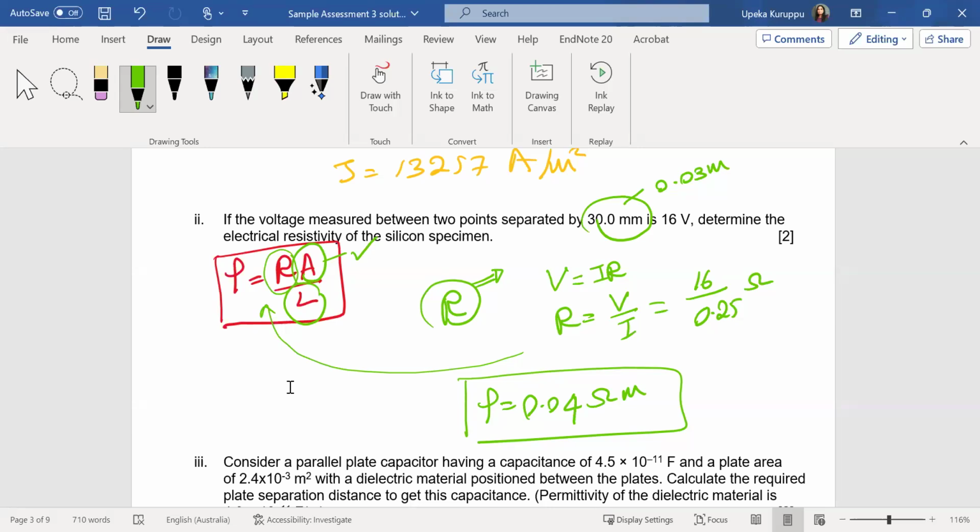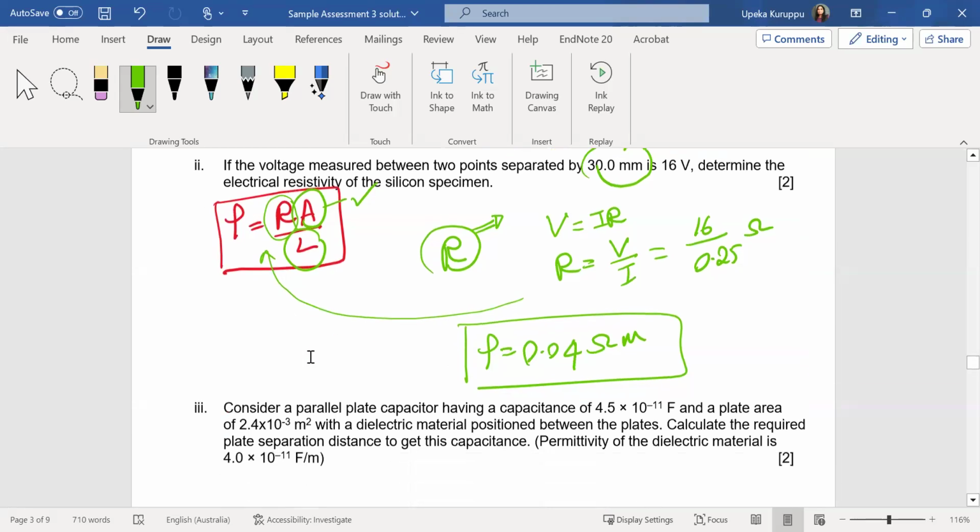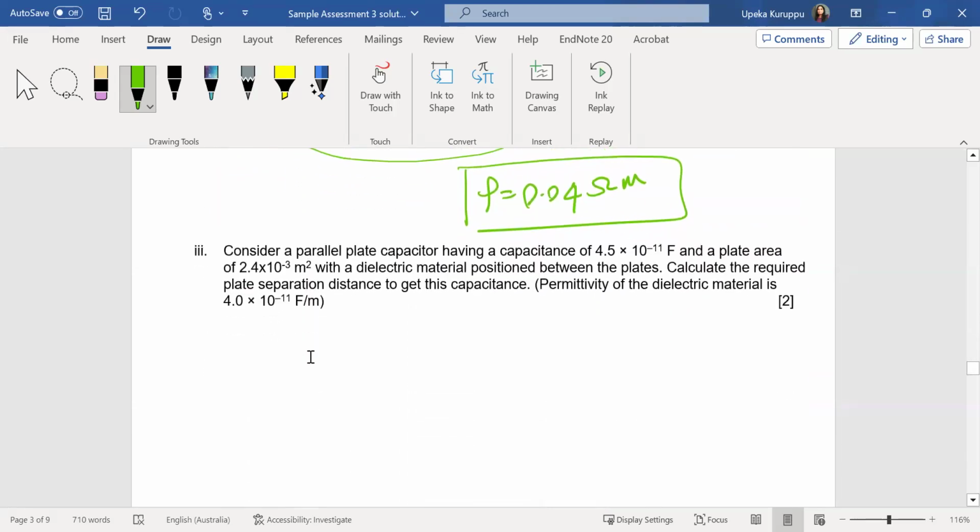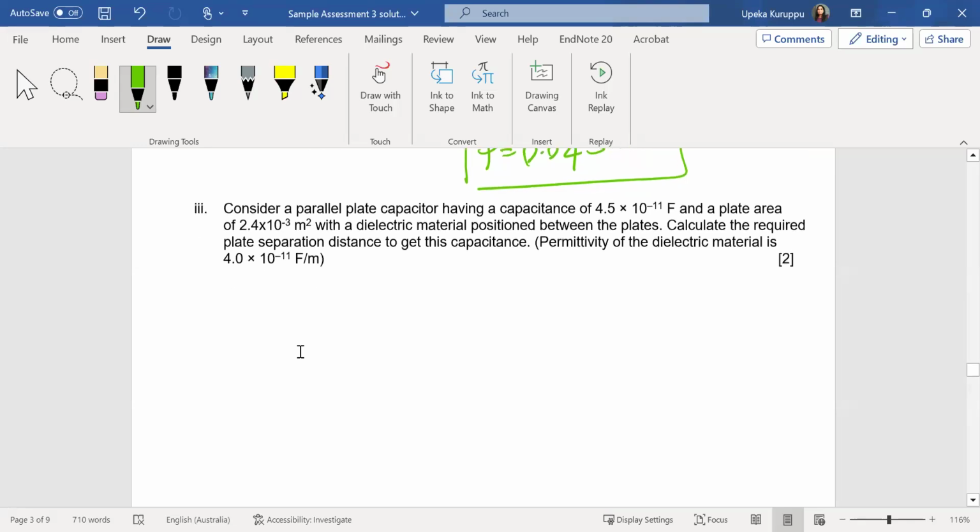Okay, I'll move to the next question. Do you remember the capacitors? We discussed this last week in the lecture. Do you remember? What is a capacitor? What is a capacitor, guys?